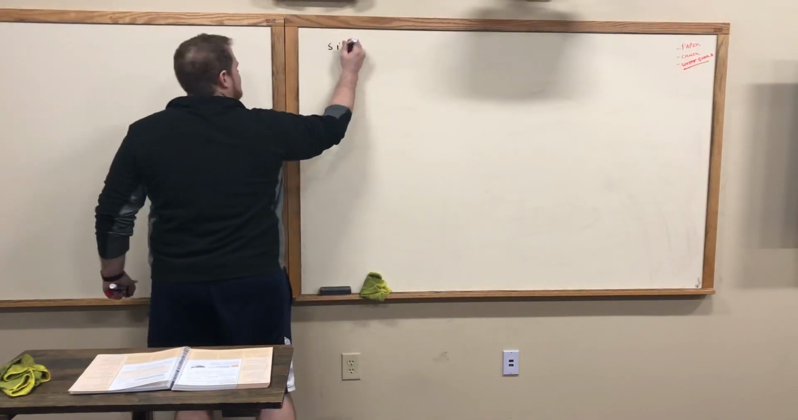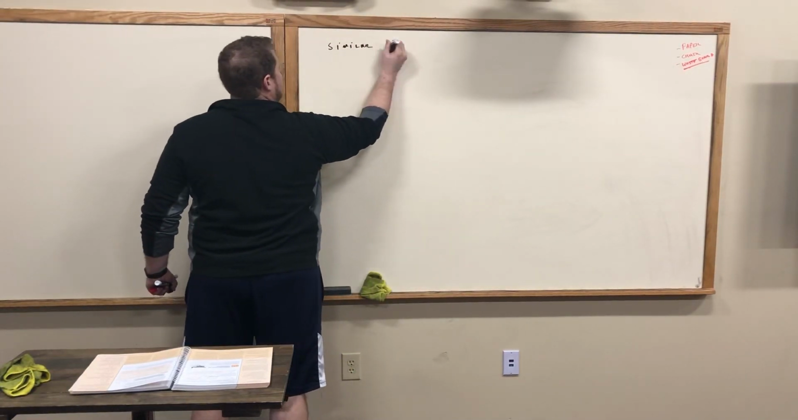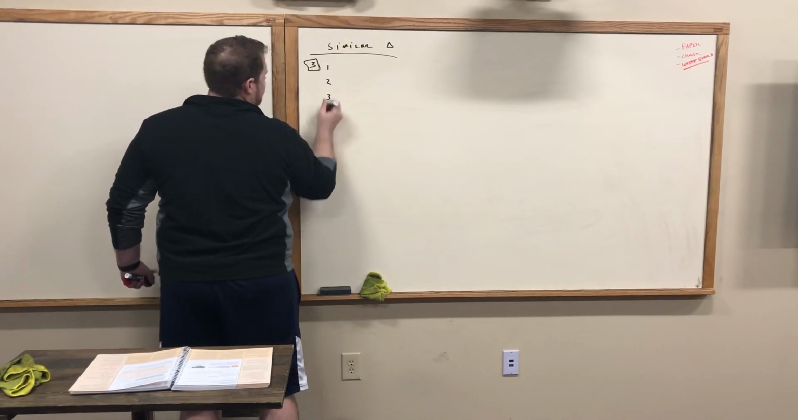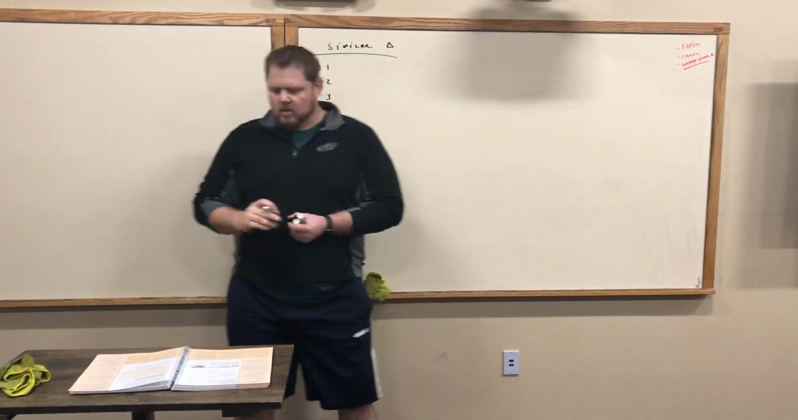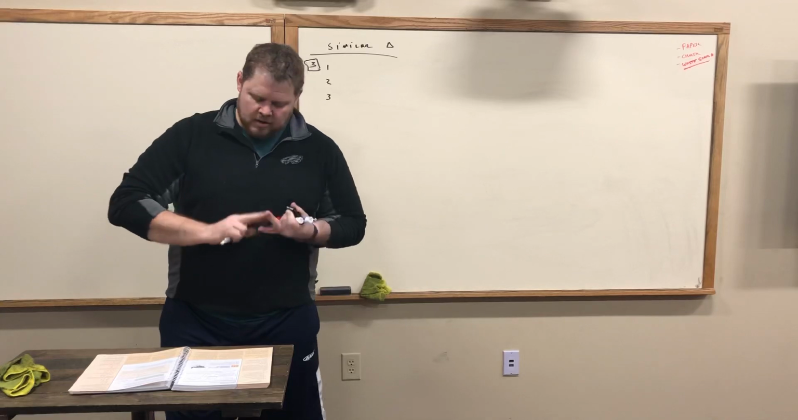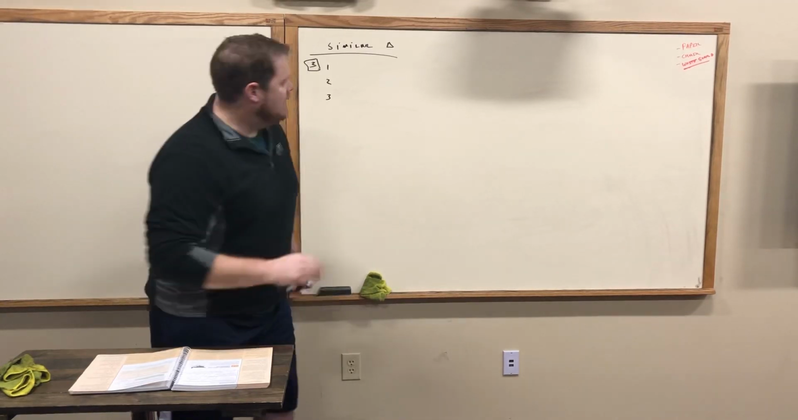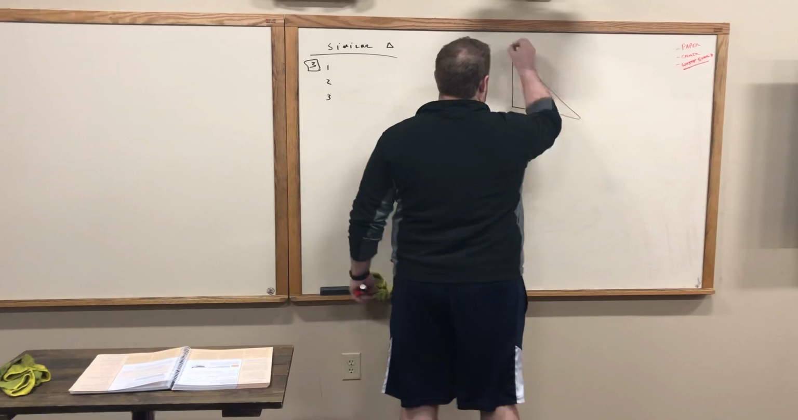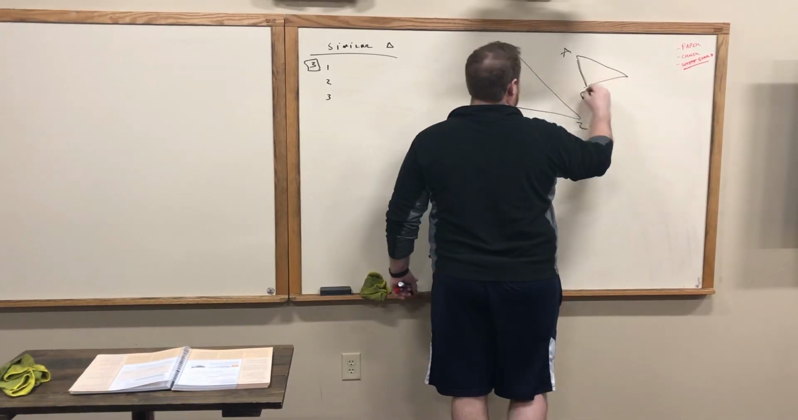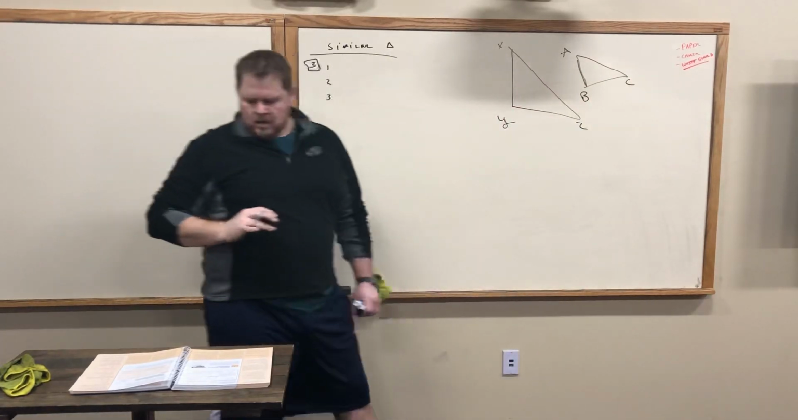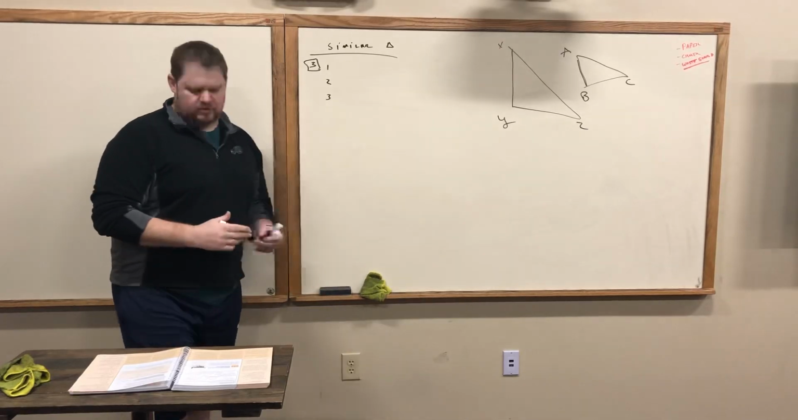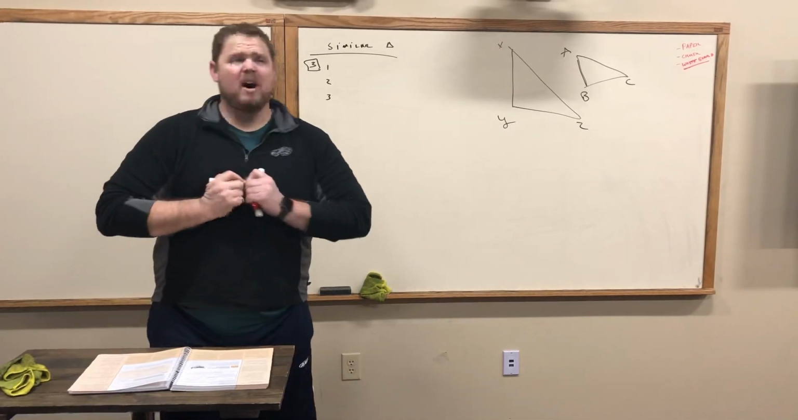So when I say similarity of triangles, there's three methods to do that, okay? 1, 2, and 3. Three sets. Now remember, we're still dealing with triangles, which deal with sides and angles. So, here's the key. When we have two triangles, X, Y, Z, and A, B, C, how would you think we would go about proving that these triangles are similar? What must be true?